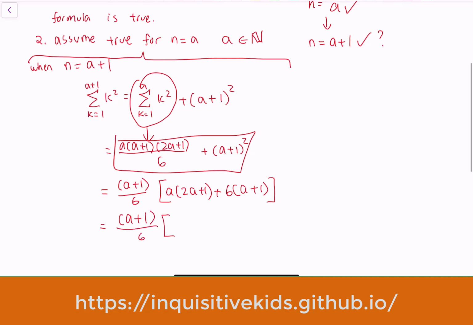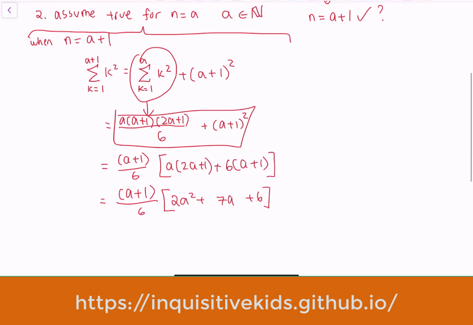Inside the brackets, we can go ahead and expand. We are left with 2a squared plus 7a plus 6. This bracket can be factored, giving a plus 1 over 6 times 2a plus 3 times a plus 2.